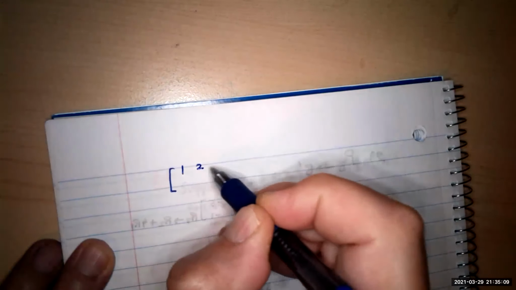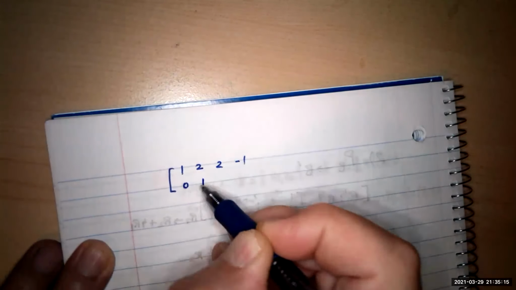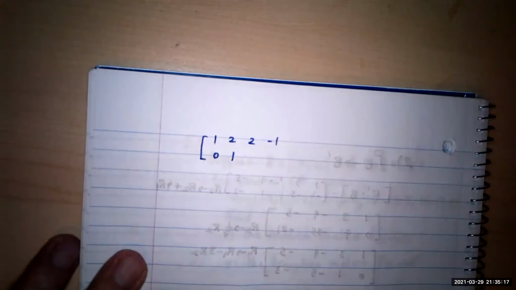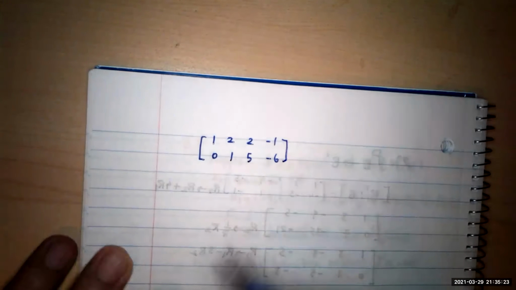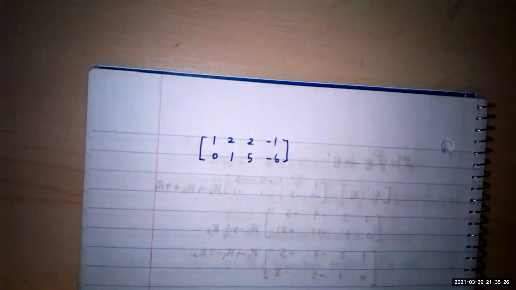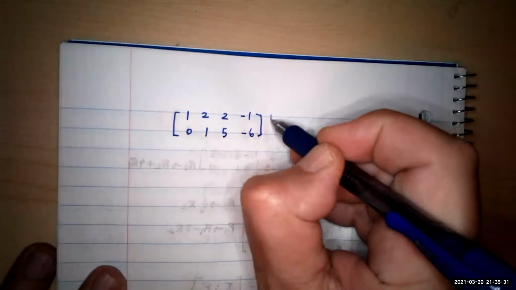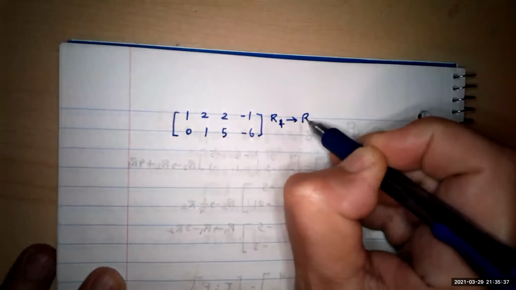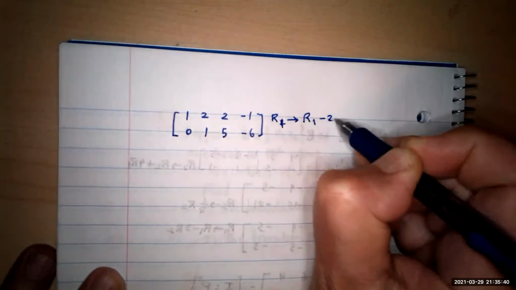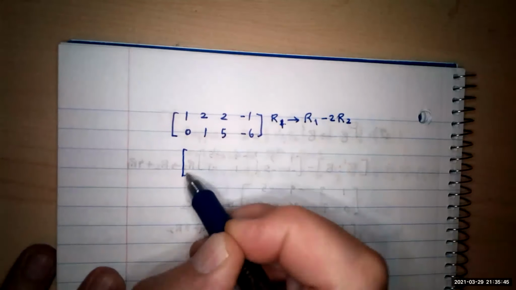If you multiply the second one by a negative sign, that gives 1, 2, 2, negative 1, and this is going to be 0, 1, 5, and negative 6. This is it. Okay, so what else? We have to change this one into the 0. So R1 is going to be R1 minus 2R2. And quickly give us what we are interested in.